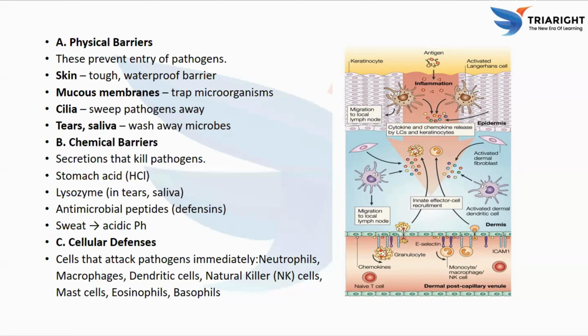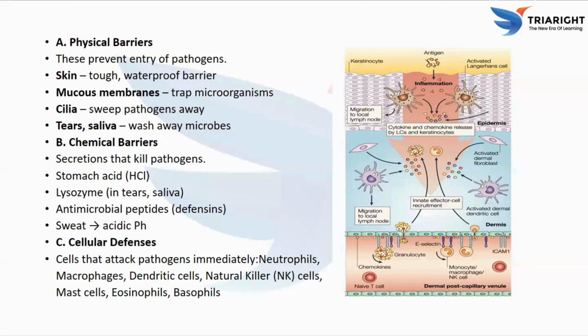Next is cilia. Cilia are hair-like structures in the respiratory tract. They move rhythmically to sweep the trapped microbes upward to be coughed out or swallowed. So it sweeps the pathogens out of the body. And tears and saliva wash the microbes away. They contain an enzyme called lysozyme, which destroys bacterial cell walls. Okay, so this is about the physical barriers.